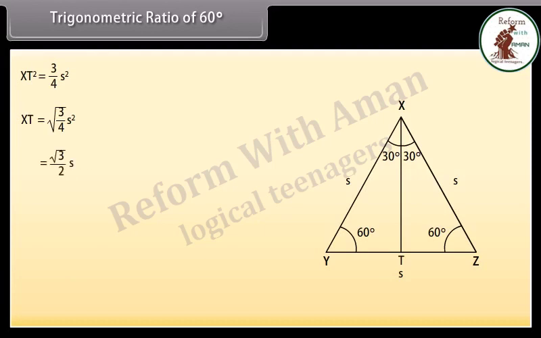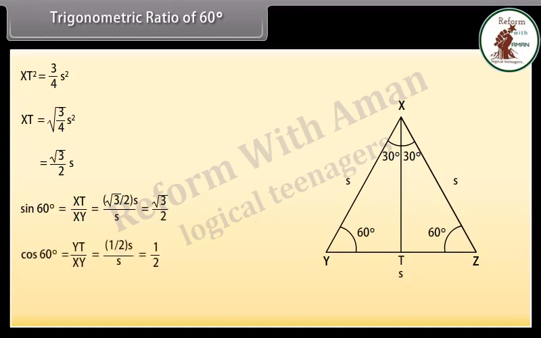Sin 60 degree is equal to XT upon XY, which equals square root 3 upon 2s upon s equals square root 3 upon 2. Cos 60 degree is equal to YT upon XY equals 1 upon 2s upon s equals 1 upon 2. Tan 60 degree is equal to XT upon YT equals square root 3 upon 2s upon 1 upon 2s equals square root 3.